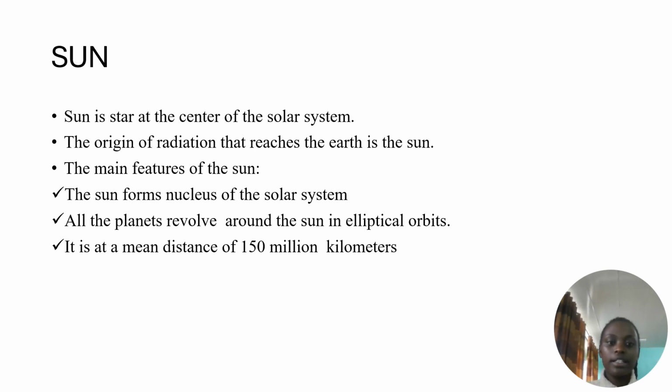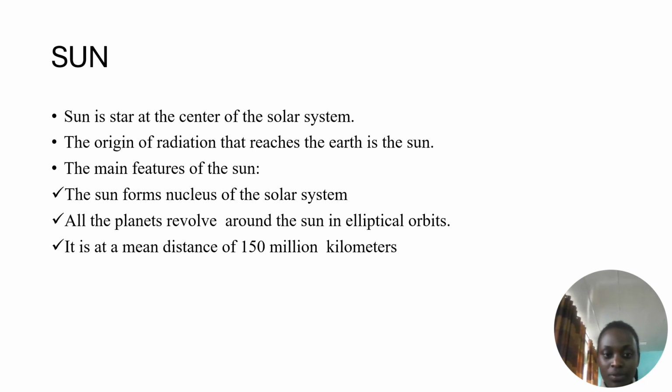Okay, then let us move on first to the sun. The sun is a star at the center of the solar system. The origin of the radiation that reaches the earth is the sun, because it is the one which gives the light rays.